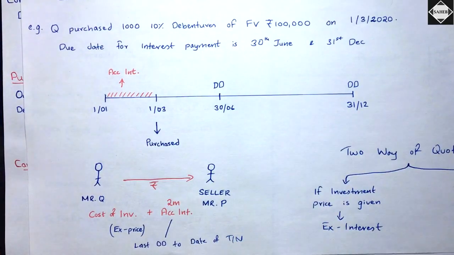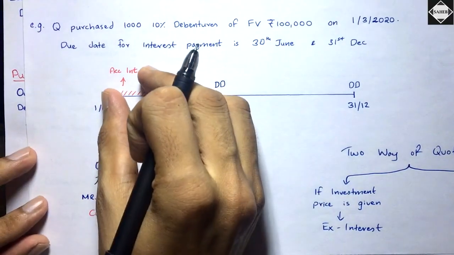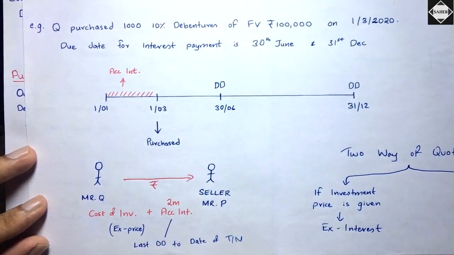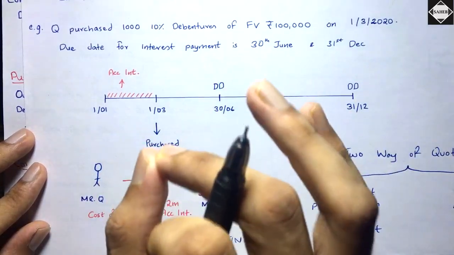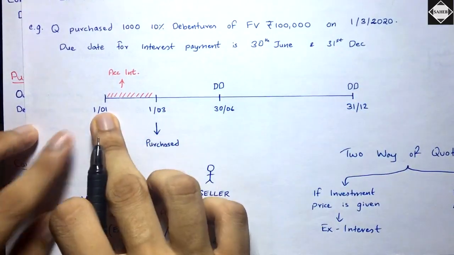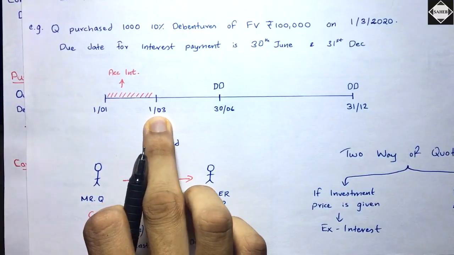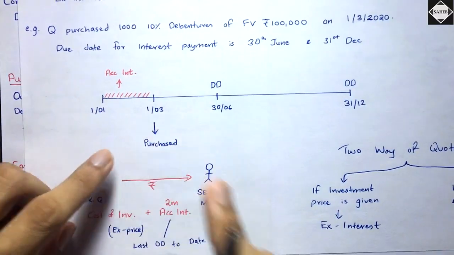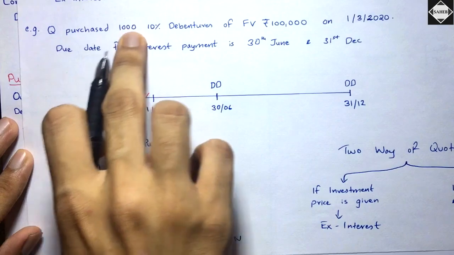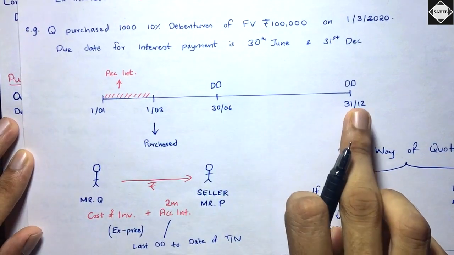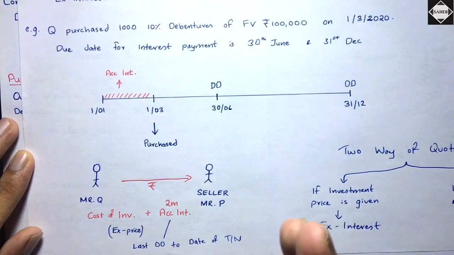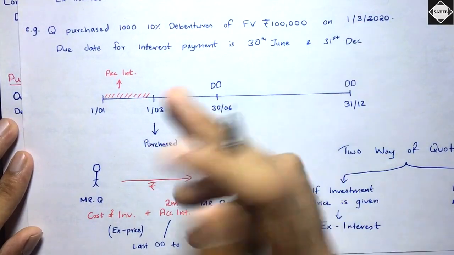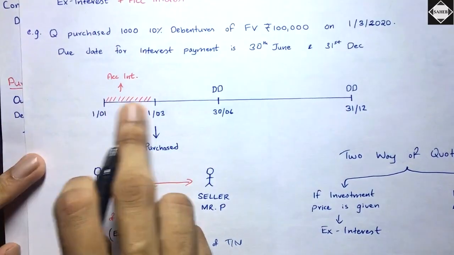So when that happens, the concept of accrued interest comes into the picture. Yeah, see here, this Mr. P was the owner of those debentures. Yeah, he held those debentures till 1st March. Yeah, last interest was paid on those 1000 debentures on 31st December last year. Yeah, so now how many months have been passed after the due date? 2 months have been passed. January and February, isn't it? January and February.